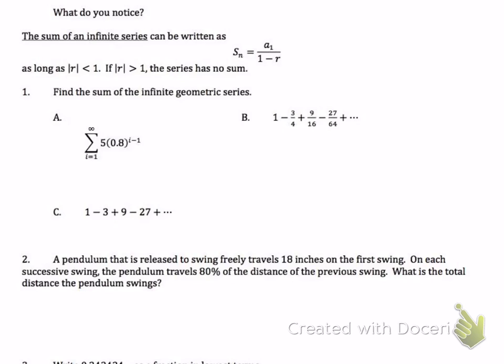So if we were given this formula, as long as the absolute value of your rate is less than 1, the formula works. If the absolute value of your rate is greater than 1, so if it's a whole number, then it has no sum. So that's important to know. I won't give you that. So if you have a fraction that is less than 1, then this formula will work.